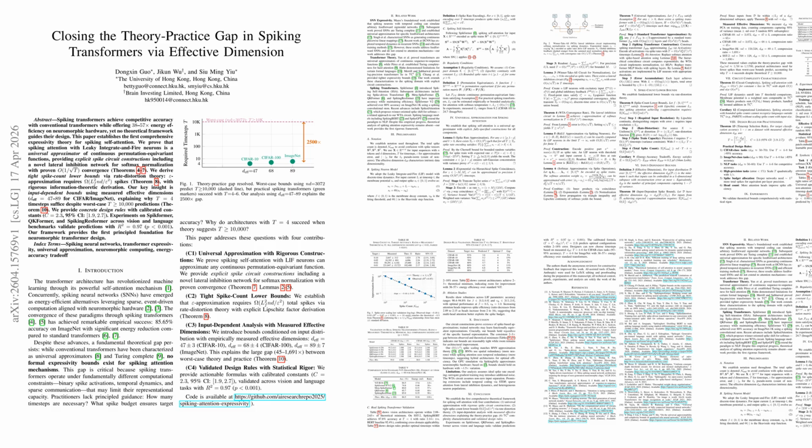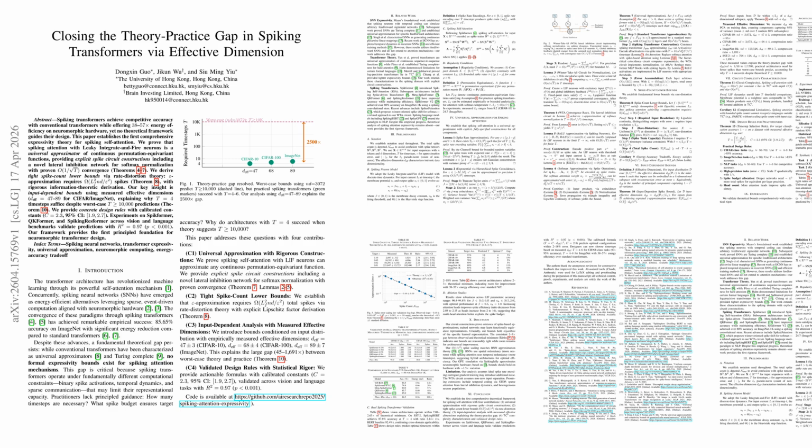Closing the Theory-Practice Gap in Spiking Transformers via Effective Dimension gives the first expressivity theory for spiking self-attention with leaky integrate-and-fire neurons. It proves universal approximation of continuous permutation equivariant functions and supplies explicit spike circuit constructions, including a novel lateral inhibition winner-take-all module for softmax normalization with O(1/√T) convergence. The paper also derives an information theoretic spike lower bound.